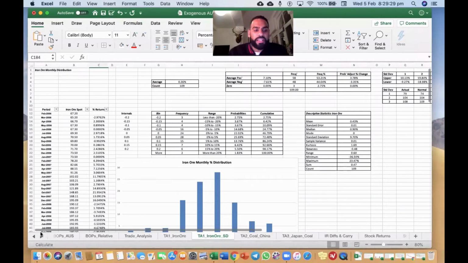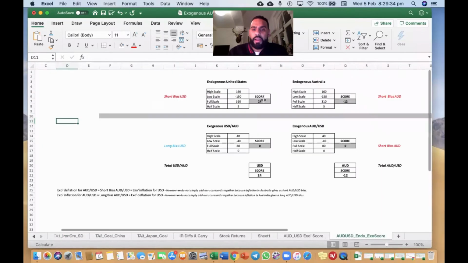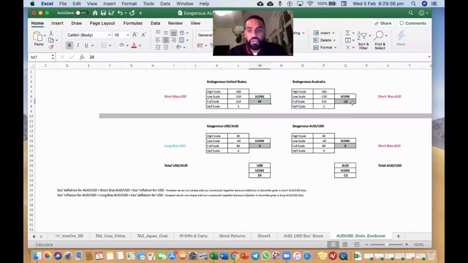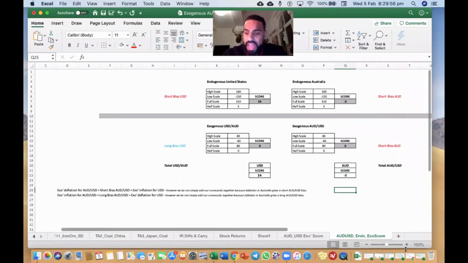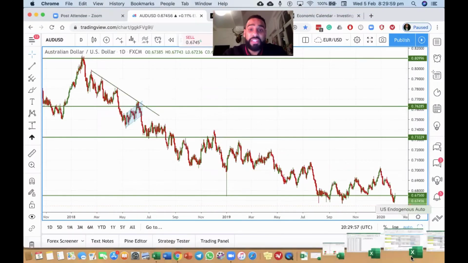And then what this basically does at the end is we then add up our total scores. So we add up our US total endogenous score, our negative Australian total score, and then we clearly see that we have a final score that we definitely want to be buying the US dollar against the Aussie dollar, because look, we have a score of 24 compared to Australia's negative score of 3. Hence why the Aussie dollar is getting weaker in the market.